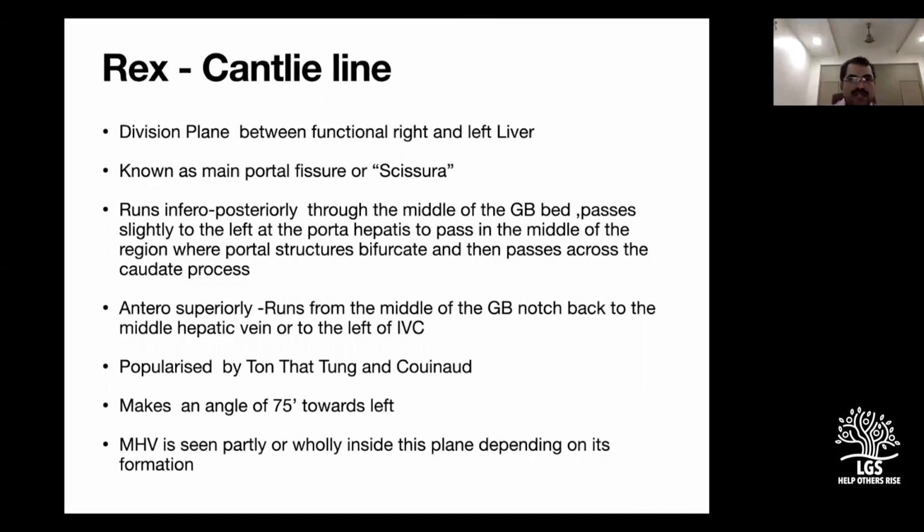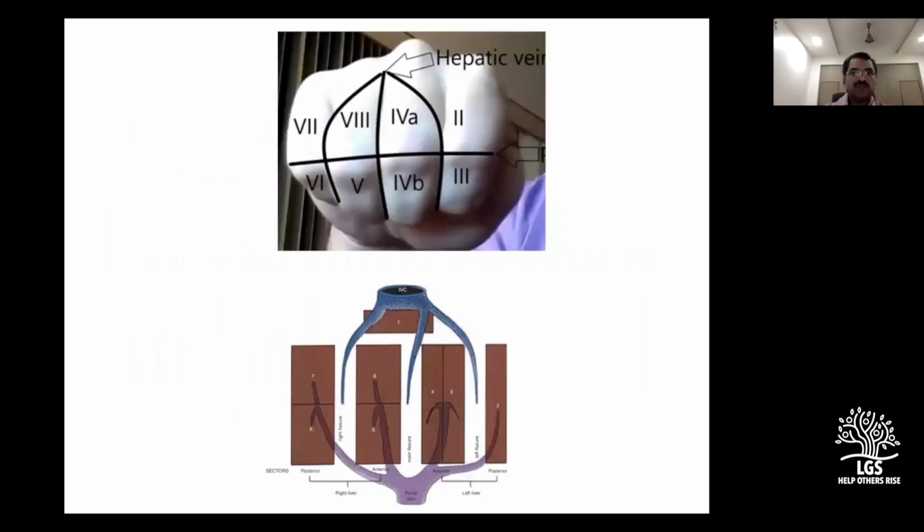So the main portal fissure runs infero-posteriorly through the middle of the gallbladder bed, and it passes slightly to the left at the porta hepatis and passes in the middle of the region where portal structures bifurcate, and then passes across the caudate process. That is the posterior extent. Anterior extent, everybody knows, from the middle of the GB fossa to the left of the inferior vena cava. Rex and Cantlie described this line back in 1897, but it was popularized by the studies of Tôn Thất Tùng and Couinaud. It actually makes an angle of 75 degrees towards the left, and the middle hepatic vein is seen either partly or wholly inside the plane depending upon its formation.